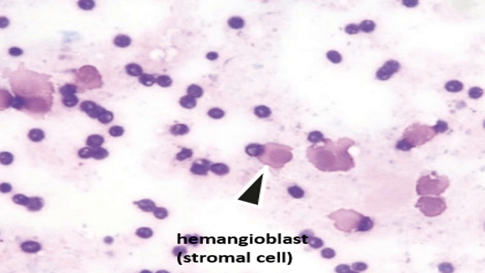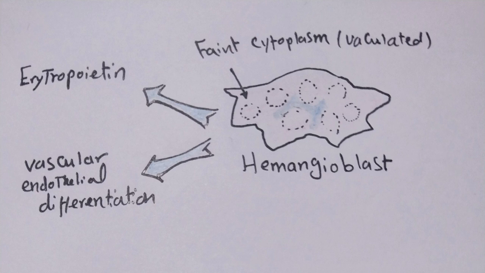The hemangioblast is a type of stromal cell which is capable of two main functions: hematopoietic function and endothelial differentiation function. The hematopoietic function, in the form of erythropoietin hormone secretion, is responsible for the polycythemia found in some hemangioblastoma patients. The endothelial differentiation function is responsible for the formation of the mural nodule of the tumor.